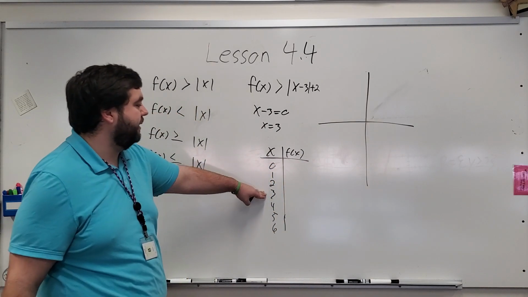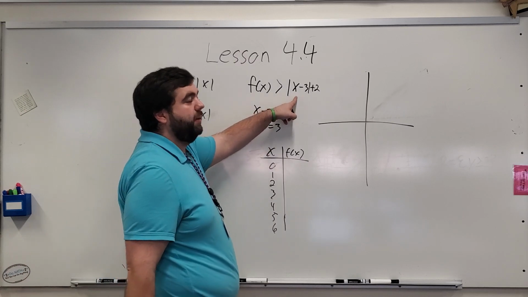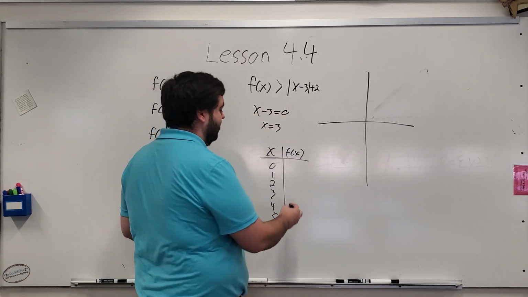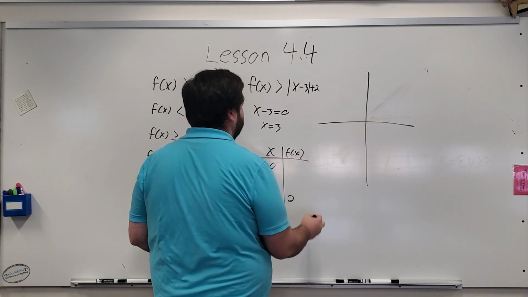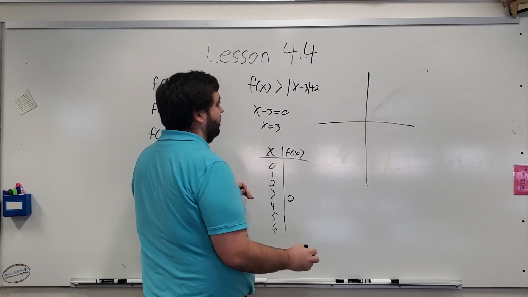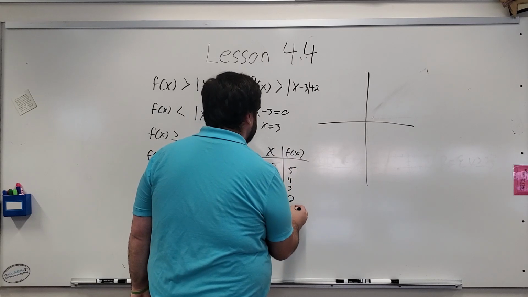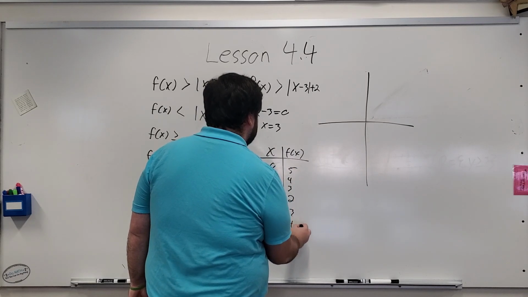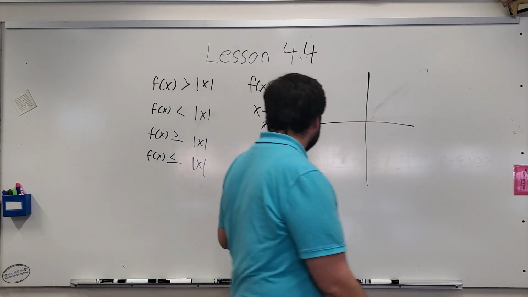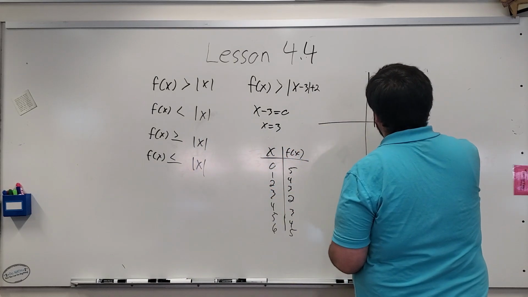Okay? I then plug in 3. 3 minus 3 is 0, absolute value 0, 0 plus 2 is 2. Plug in 2, I'm going to get 3, 4, 5, and then we know it's symmetrical. So shortcuts, okay? And then plot all these points.